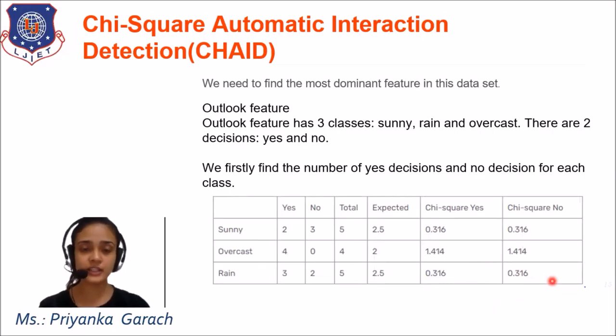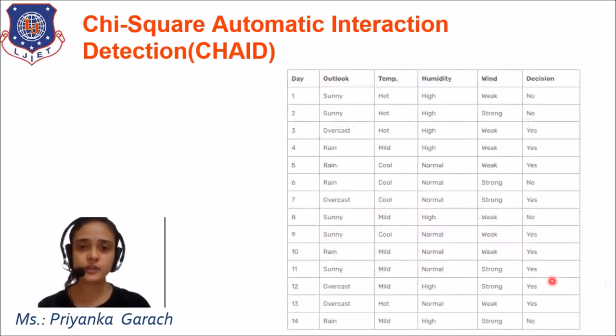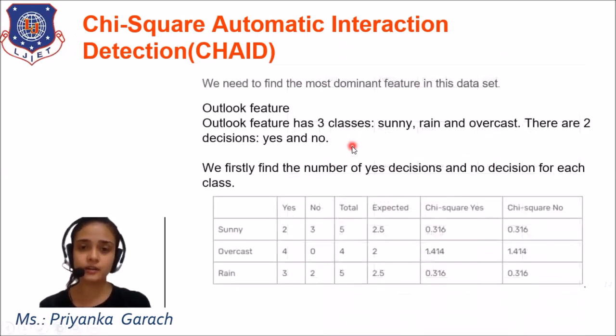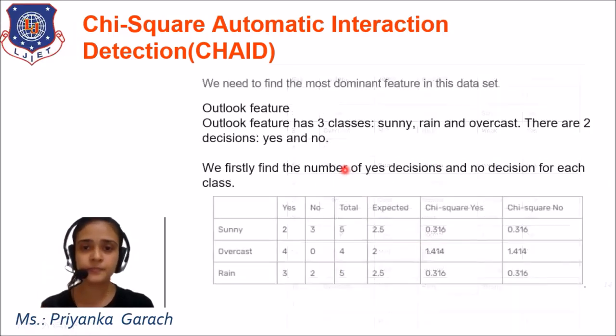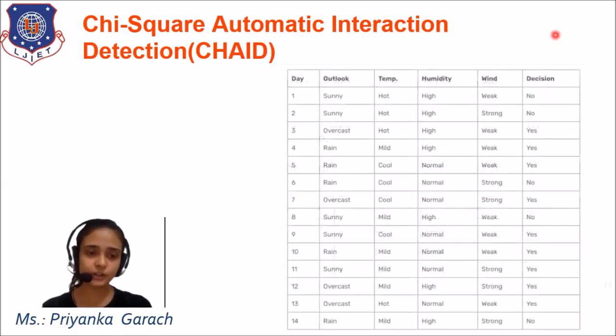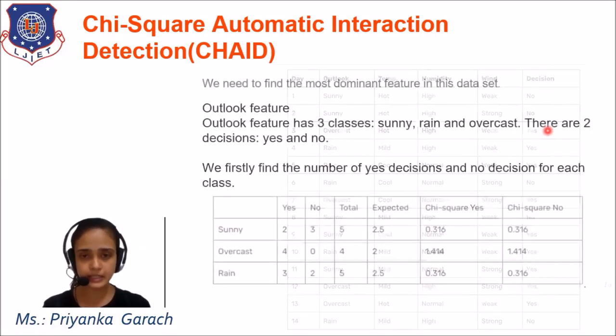We have to find out the different features. I'm taking the first one as the outlook. That is my outlook attribute. The outlook attribute has three different classes. How many classes are there? Sunny, overcast, and rain. Only three different values are present in my whole training data set. So I can write that the outlook feature has three classes: sunny, rain, and overcast. And there are only two decisions, yes and no. Decision means this last attribute, that is my class label.